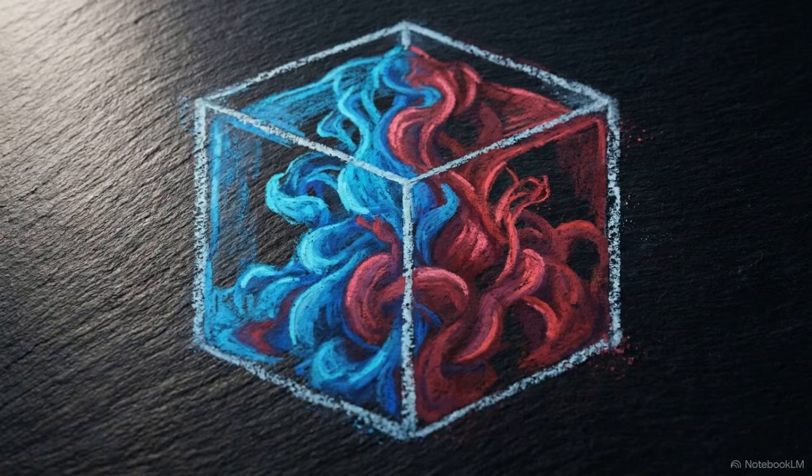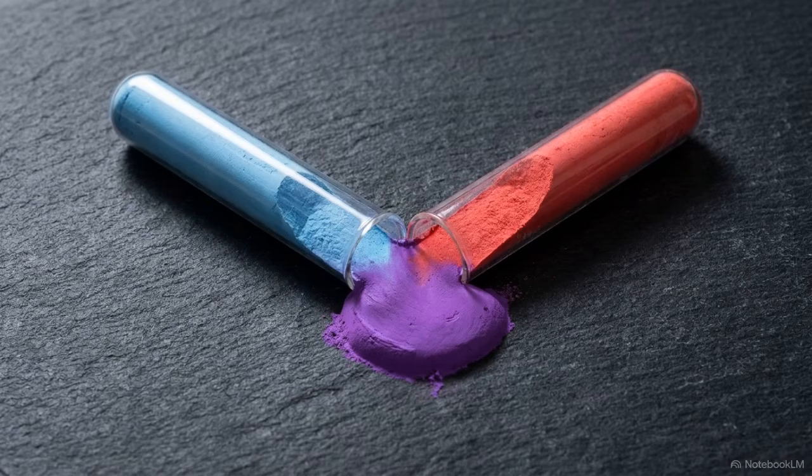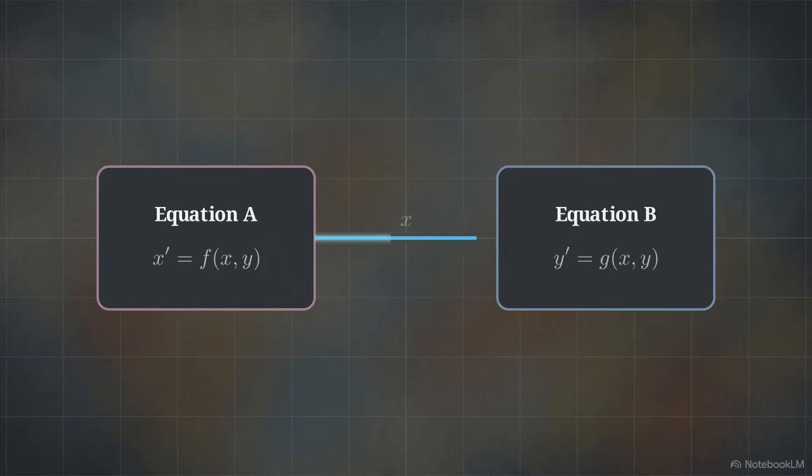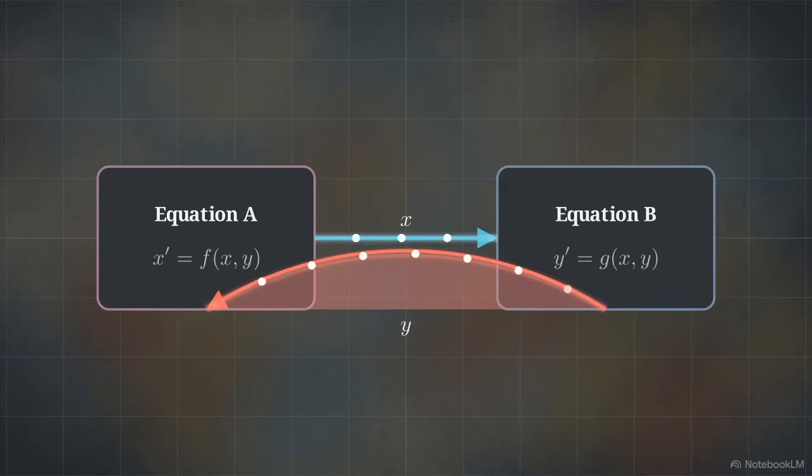Of course, the real world rarely isolates things so cleanly. Variables in nature are constantly bleeding into one another. To handle that complexity, we use a first-order system. This is a setup where multiple equations are linked together, because the rate of change for one variable directly depends on the state of another.